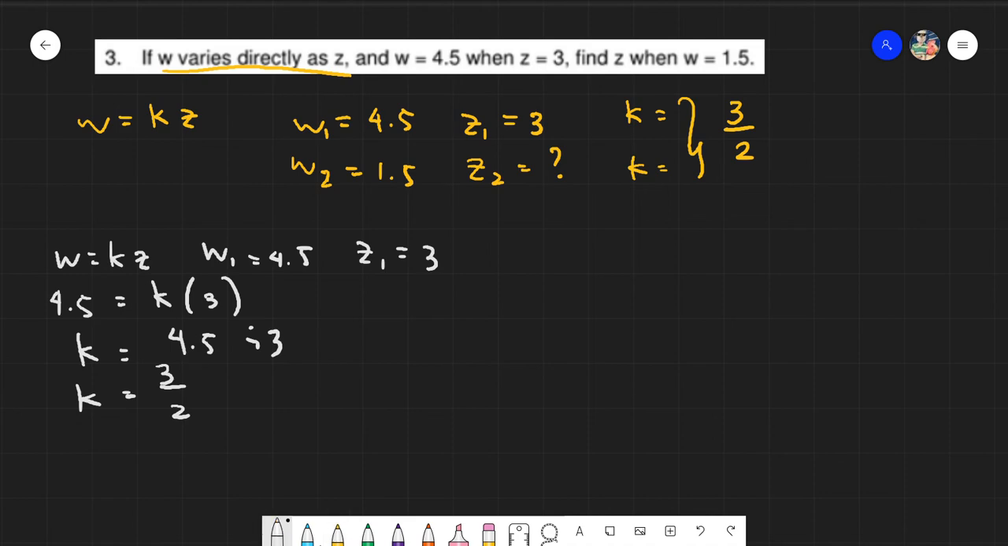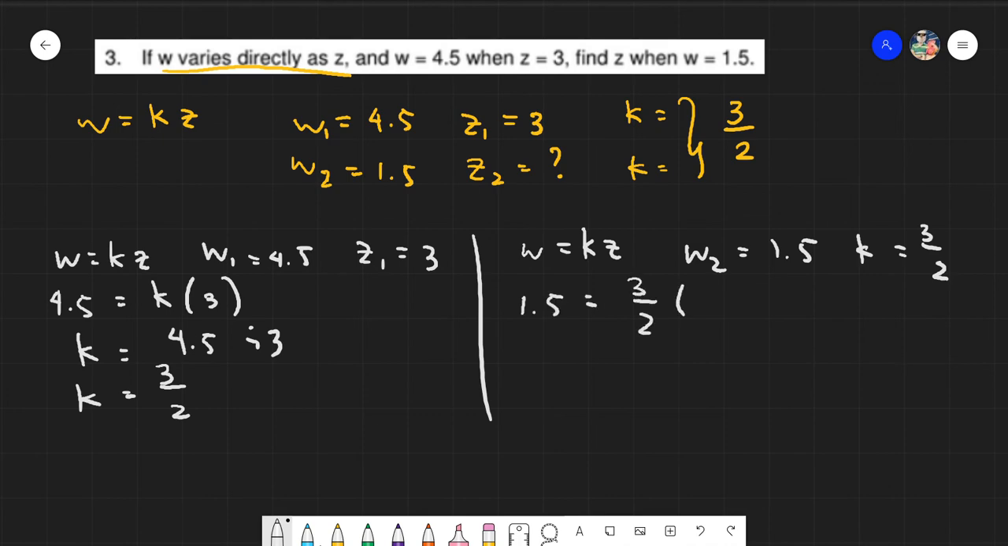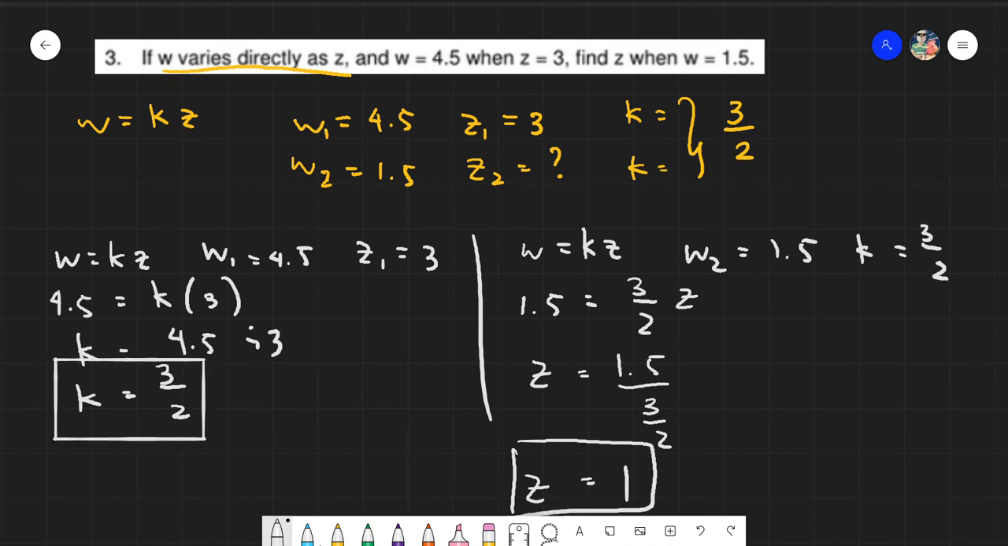Next one. Solving for our Z, we already have our K. So W is equal to KZ, and our W sub 2 is equal to 1.5, and our K is equal to 3/2. Solving for the unknown, it will give us 1.5 is equal to 3/2 times Z. So Z is equal to 1.5 divided by 3 halves, and I think the answer would be simply 1. And we now have our Z and we have our K. Then we are done with our example.